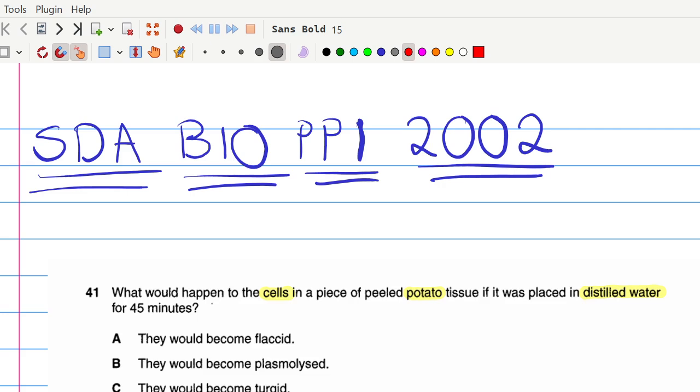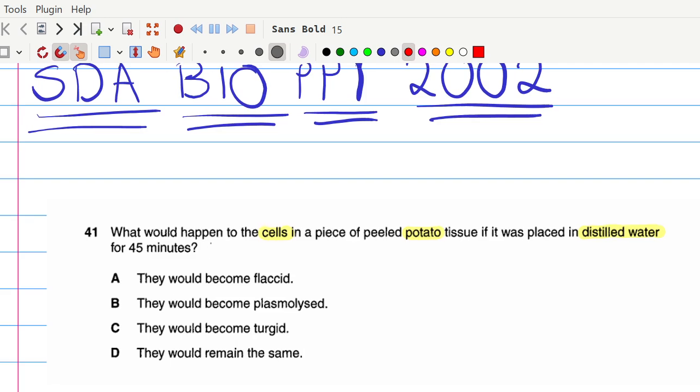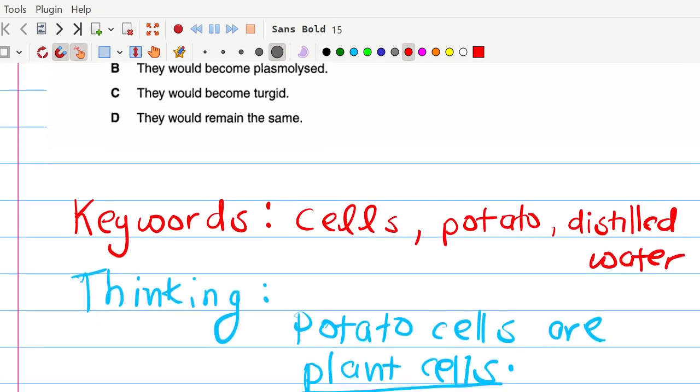So first we identify our keywords here: the cells, potato, and distilled water. Before we attempt the question, you have to identify your keywords. Cell, potato, water, distilled water specifically. So those are our keywords: cells, potato, and distilled water.